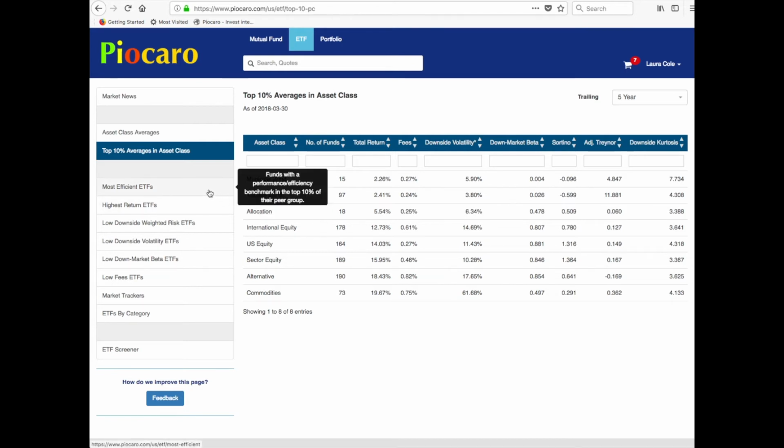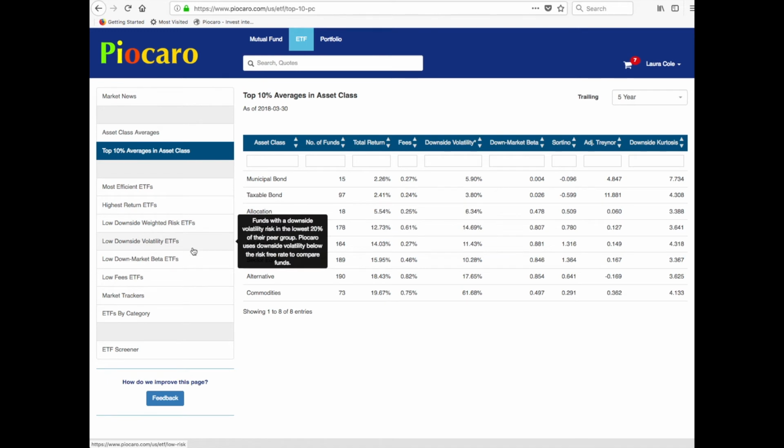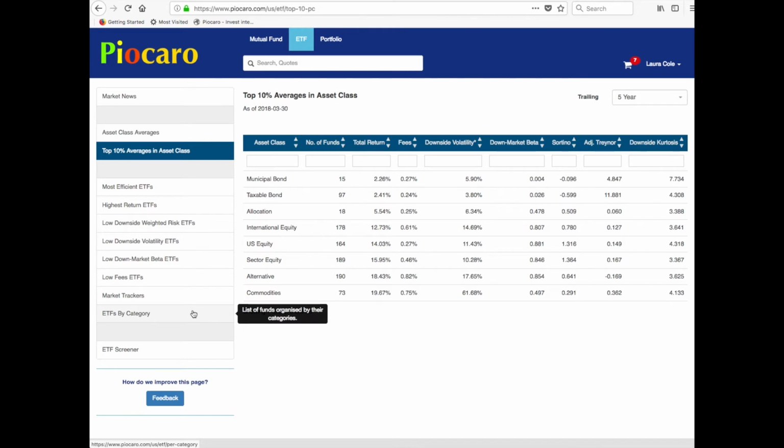In the left sidebar, there's a set of views that help you with your fund research. With these, you can quickly and easily compare funds in line with your investment criteria and eliminate any low or non-performing funds. I find these views very useful and they save me a lot of time.